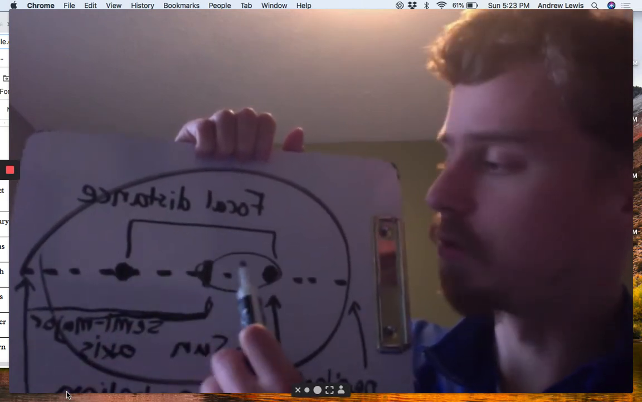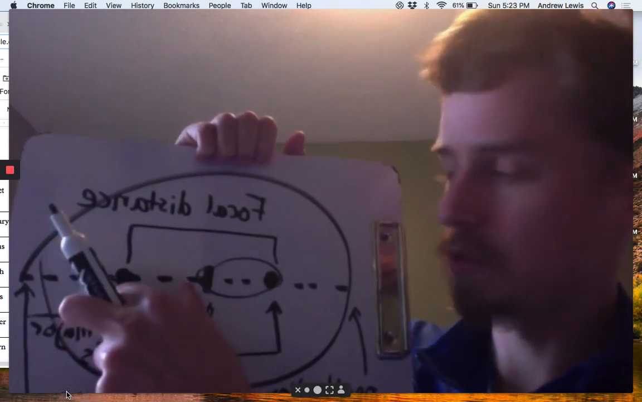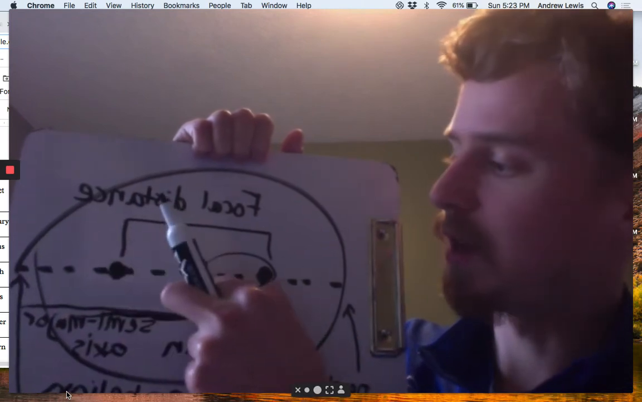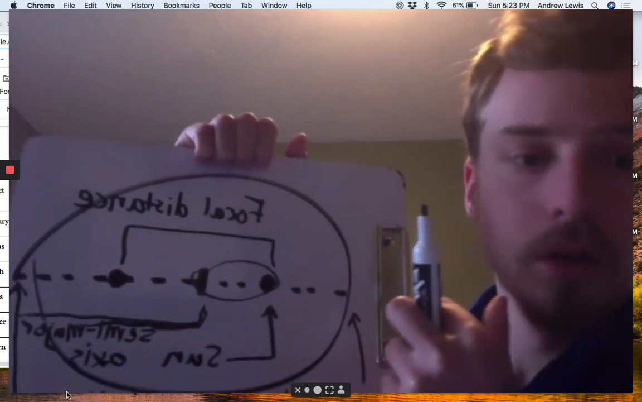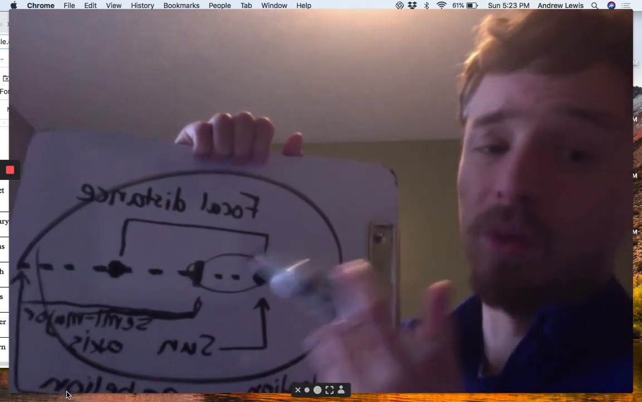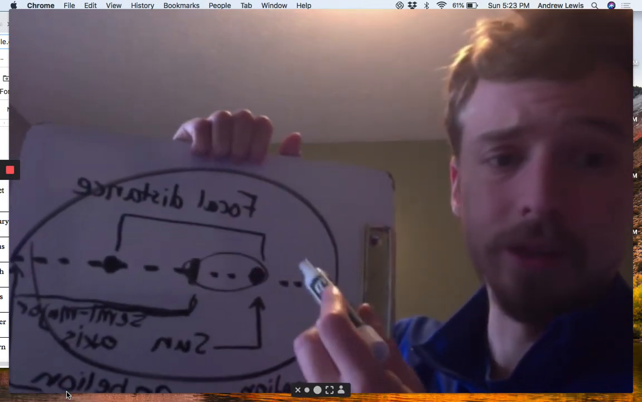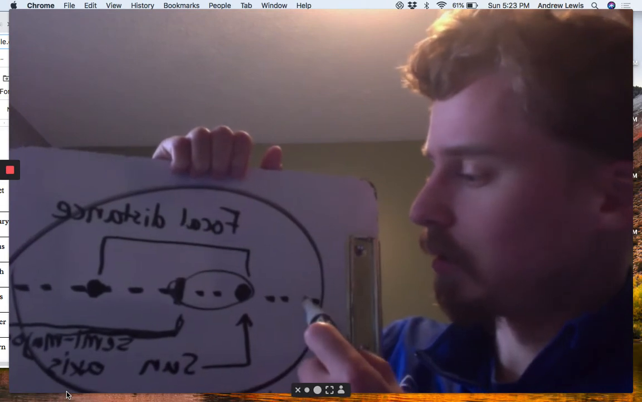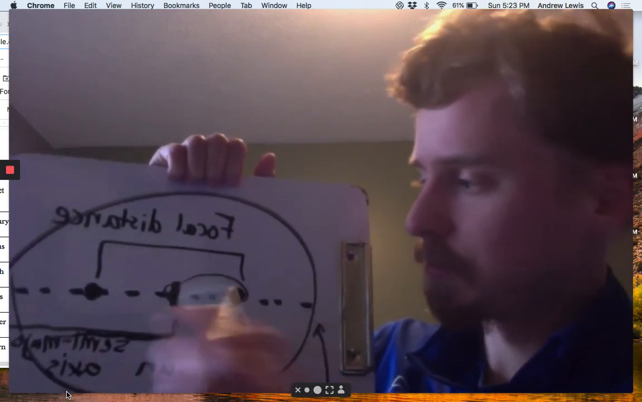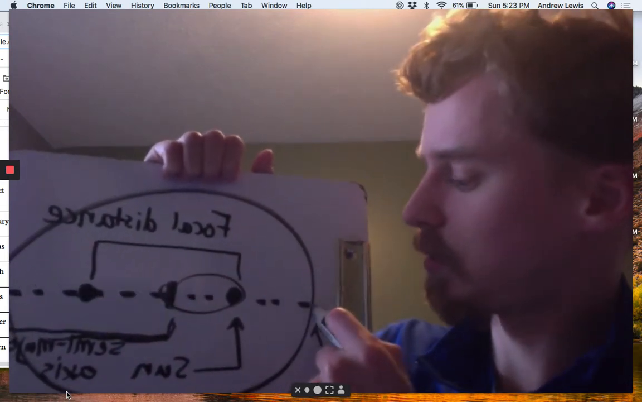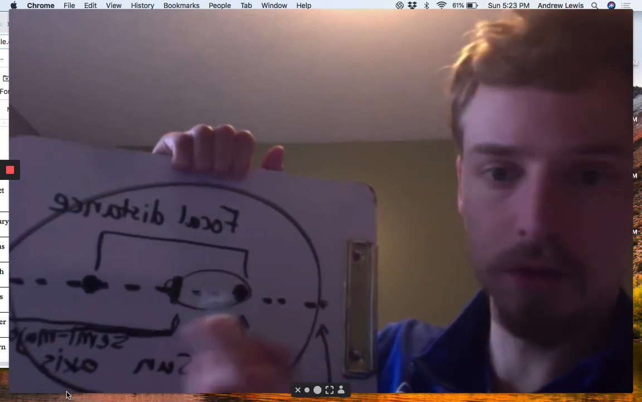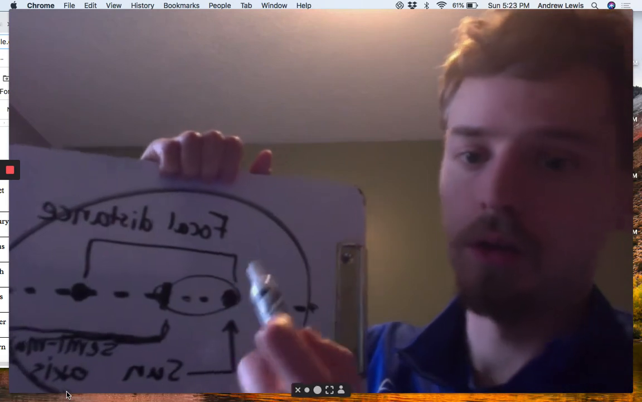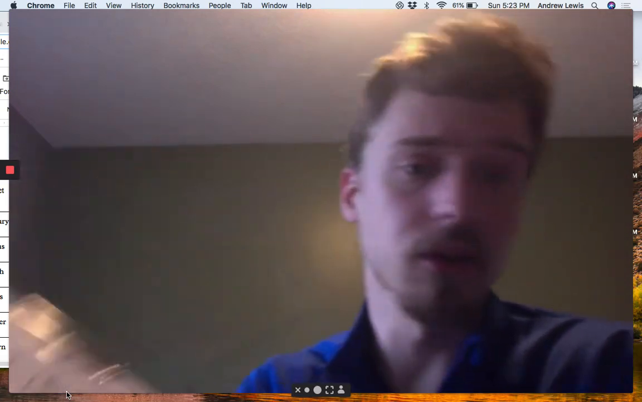So all I need to do is take half the focal distance and then add that onto my semi-major axis, and that will give me the aphelion. Okay. What I'm going to do to find the perihelion is pretty much the opposite. I'm just going to say, okay, the semi-major axis from this outer edge to the middle minus half the focal distance. Okay. So that's really what I'm going to be doing here with these calculations.